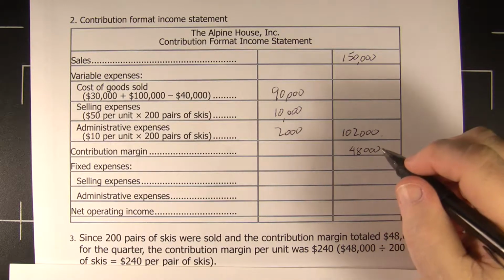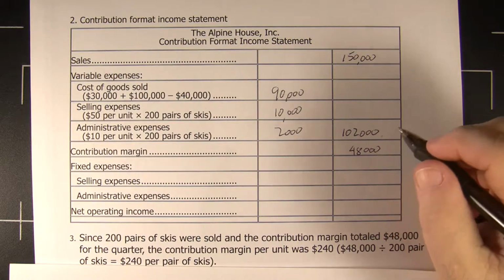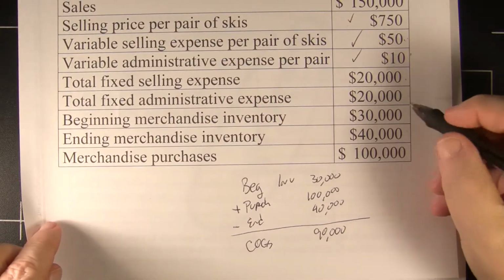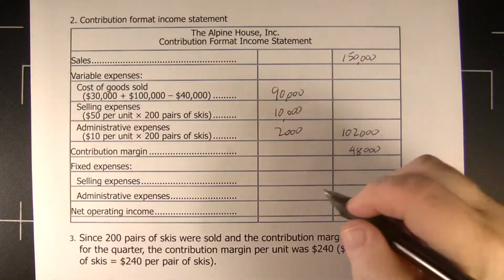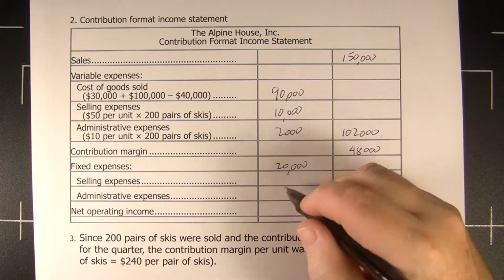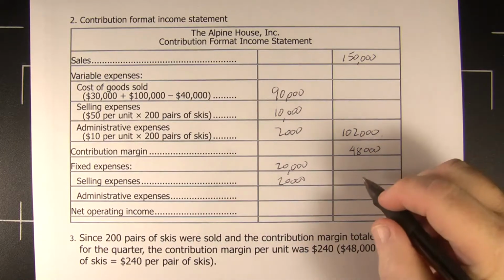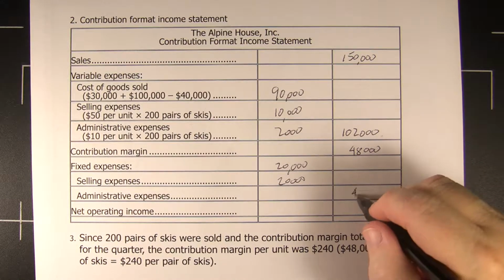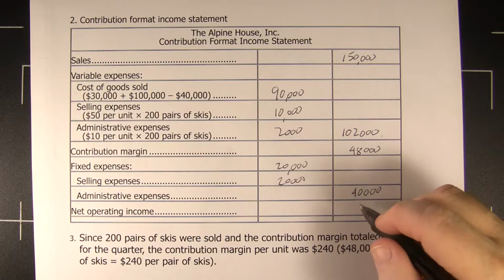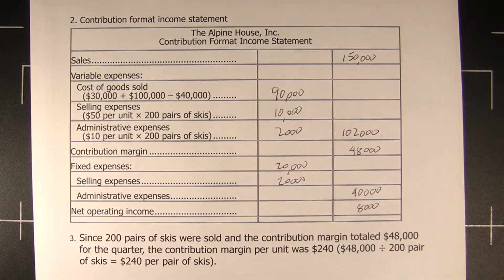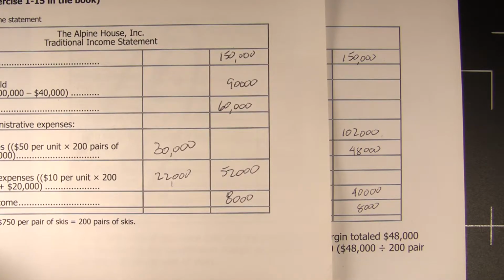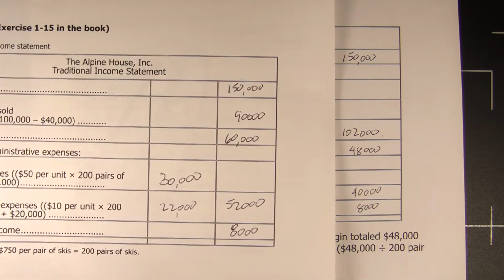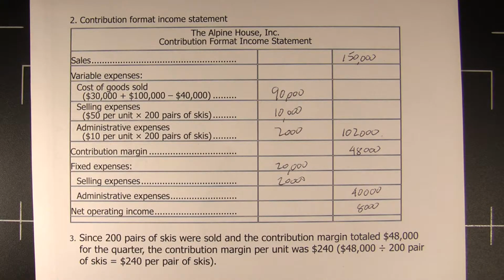Now we have fixed selling expenses of $20,000. Again, from the information they give us, fixed selling and fixed admin, $20,000 and $20,000. So our fixed expenses are $40,000, and our operating income is $8,000. Notice that's exactly the same number we got under the traditional format. But the contribution margin format gives us more information for decision making.